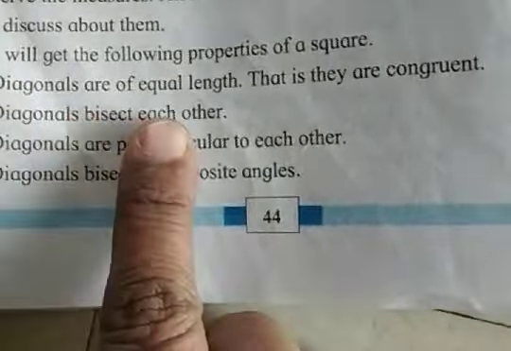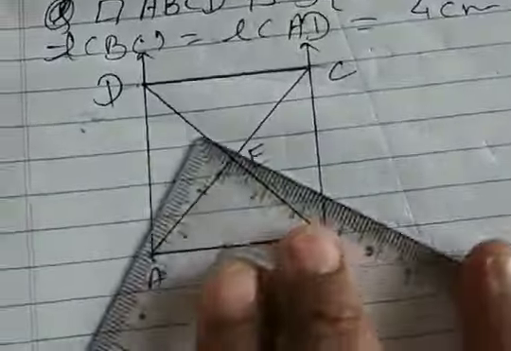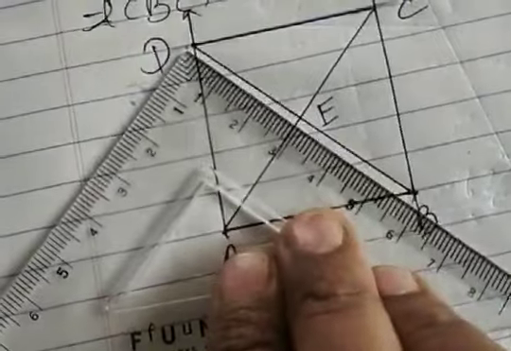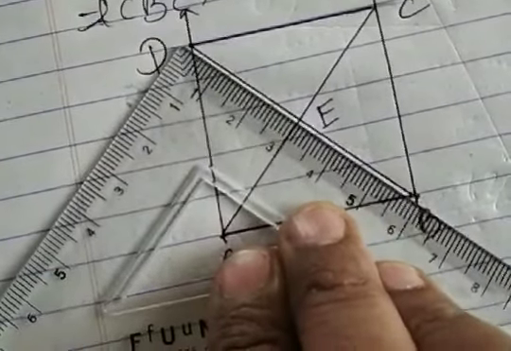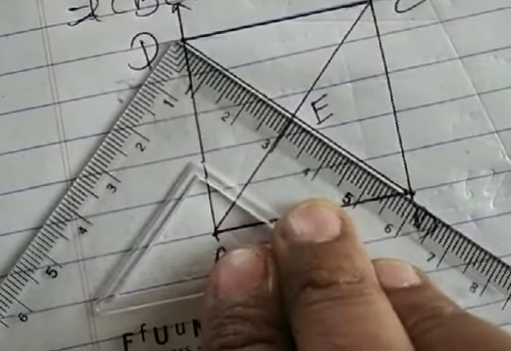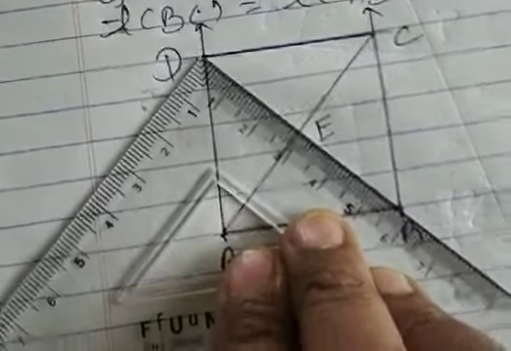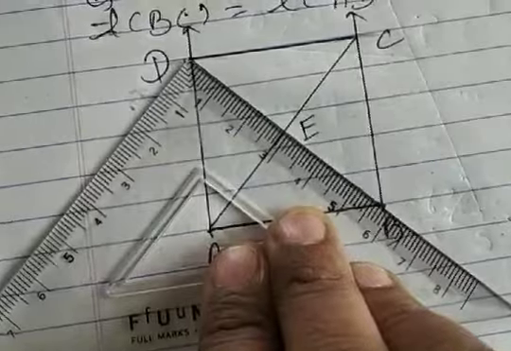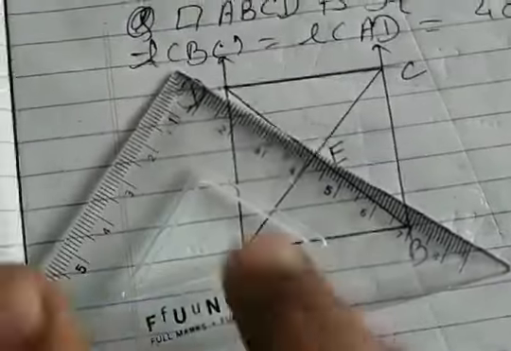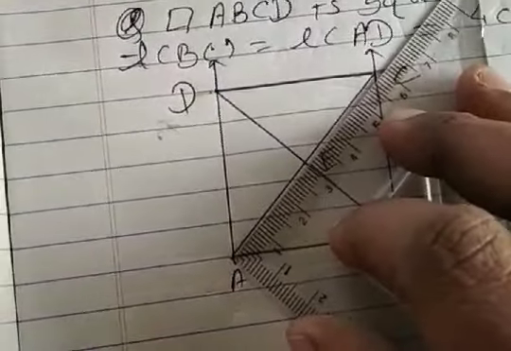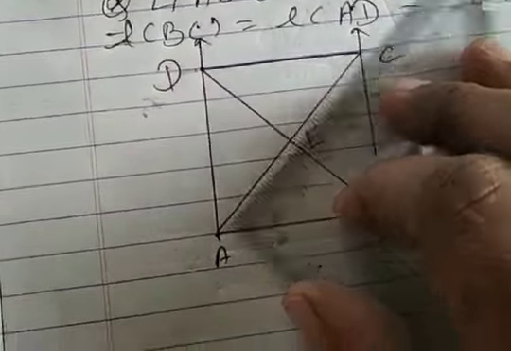Then diagonals are equal in length. So we will see the diagonals. If you see here, DB is equal to how much? Its measure is approximately 5.8 centimeter. Okay, and AC is also 5.8 centimeter.